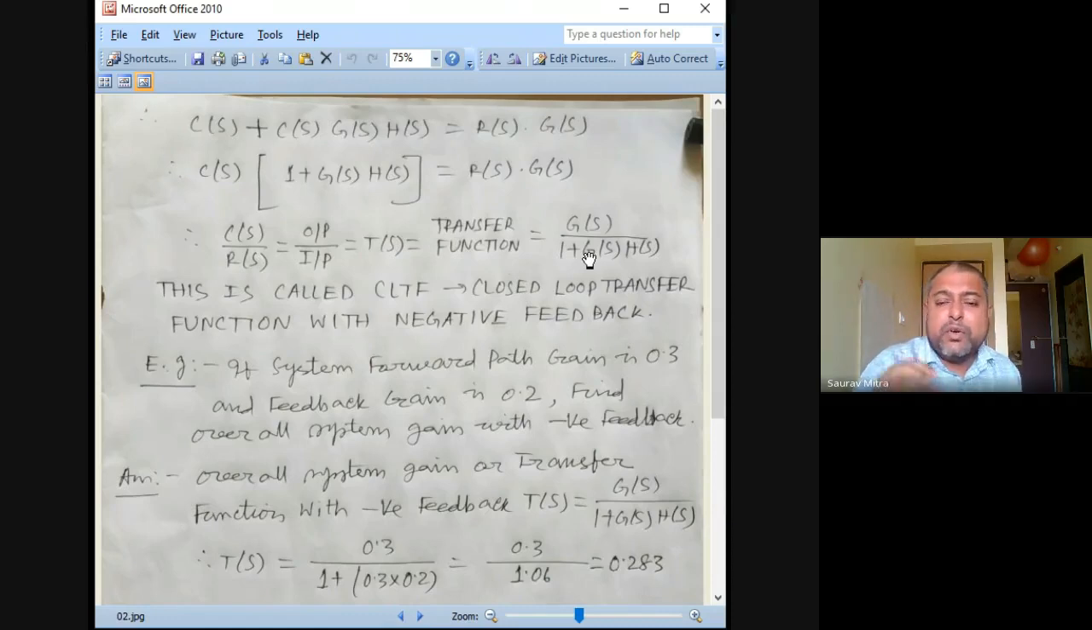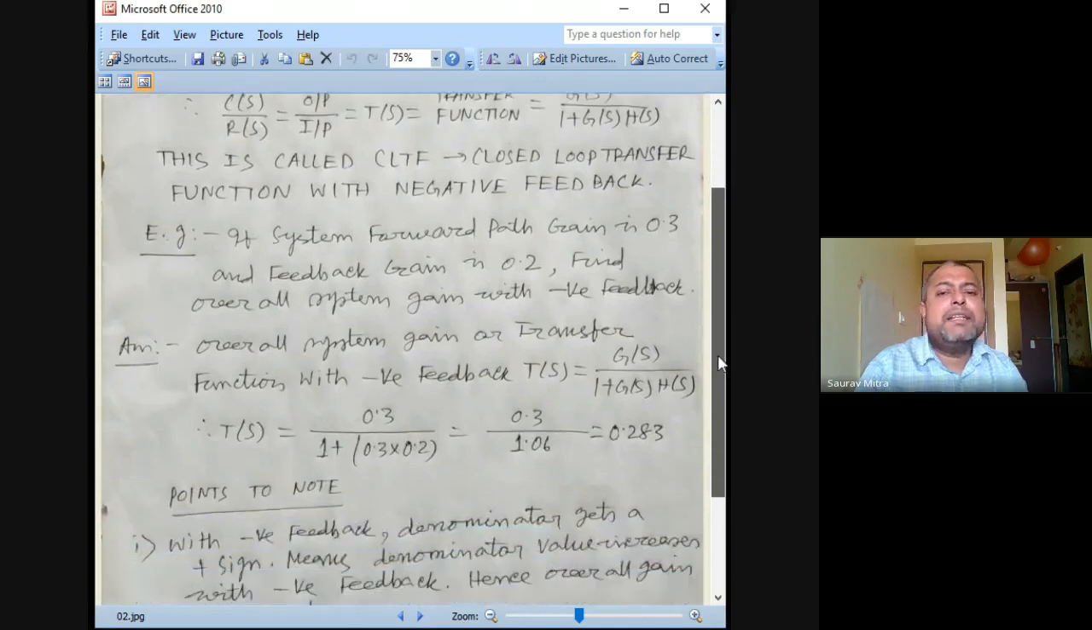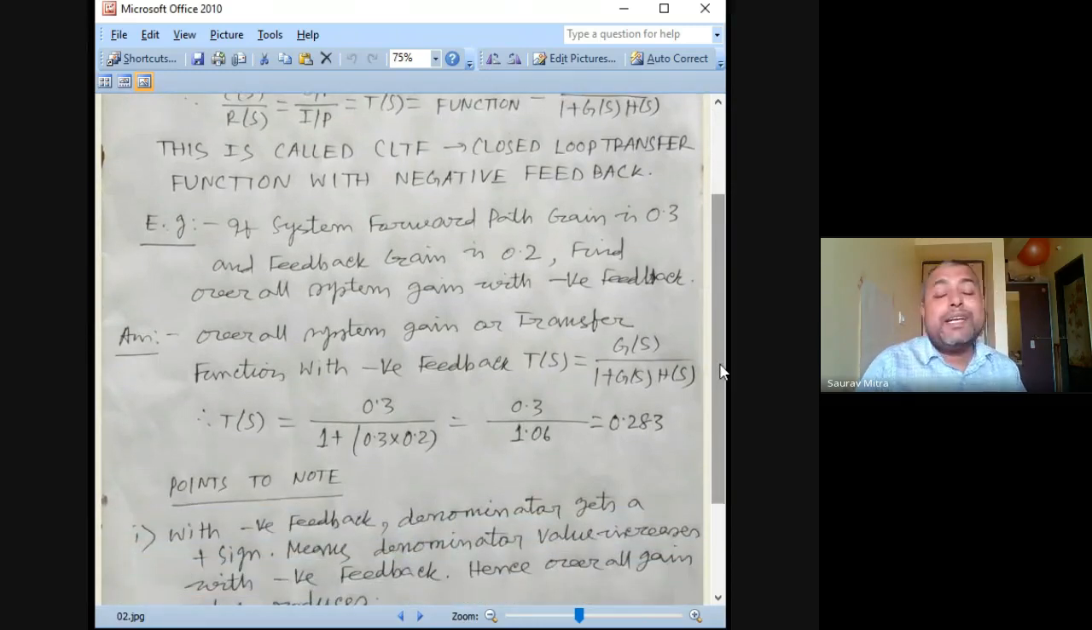So G is the gain of the open loop system, and G by 1 plus GH is the transfer function of the closed loop system, or gain of the closed loop system. So G in open loop is getting converted to G by 1 plus GH in closed loop. Now let us have a numerical and see what is the significance of this transfer function based gain on stability.